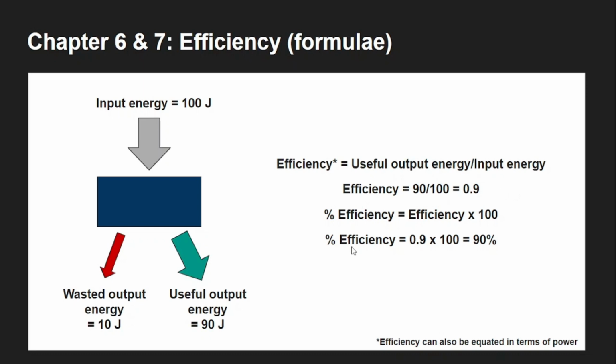And if you want to get the percentage efficiency, you just have to multiply it by 100. So that gives me a percentage efficiency of 90%. So the reason I've got this little asterisk here is to say that I have used energies here, but you could also be using power to be able to calculate efficiency. We'll see this in the next chapter.